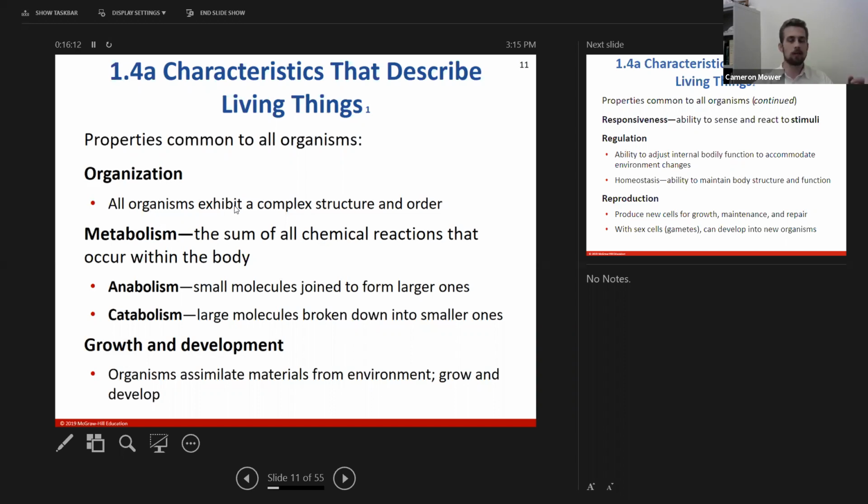Organization. All organisms are going to exhibit some sort of complexity. Metabolism. All organisms are going to be building up molecules and breaking them down. Growth and development. Organisms will assimilate materials from the environment. You and I are going to go out and get a hamburger or a slice of pizza and assimilate that into our organismal body. Other animals are going to be assimilating other things: minerals, micronutrients, macronutrients, sunlight. These things then are going to help us to grow and develop.